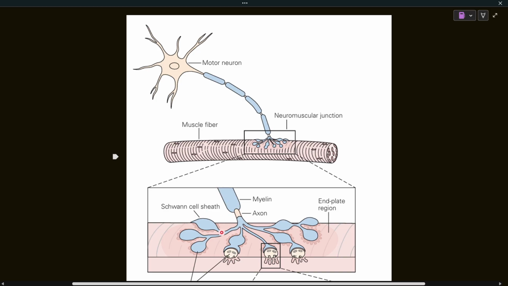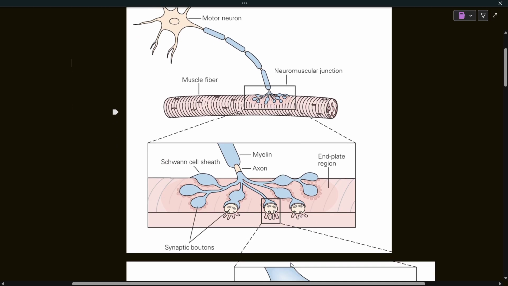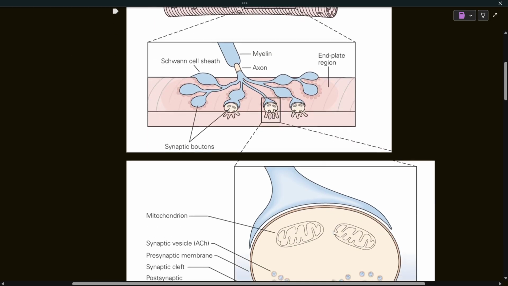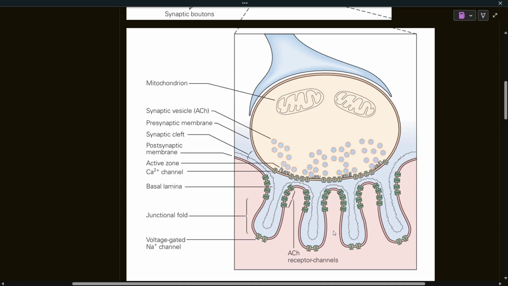The axon splits into fine branches, and at the end of those branches they form a swelling. Here you can see the cross section of the swelling. That swelling is known as synaptic boutons. Let me show you. Those swellings formed at the end of the axon terminals are known as synaptic boutons. Then let's take a look at the zoomed image of the end plate region. This shows the whole schematic, the detailed structure of the end plate region.